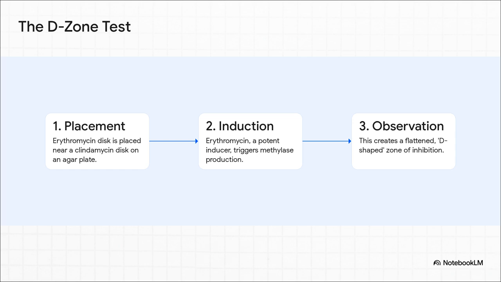Well, the lab has a pretty clever trick up its sleeve called the D-zone test. What they do is they take an agar plate and put an erythromycin disc right next to a clindamycin disc. The erythromycin acts as the trigger, waking up that dormant resistance gene. If the bacteria has that gene, the enzyme it produces will start blocking the clindamycin nearby, and you get this classic flattened D-shaped zone where the bacteria won't grow. It's a really elegant way to unmask the resistance.